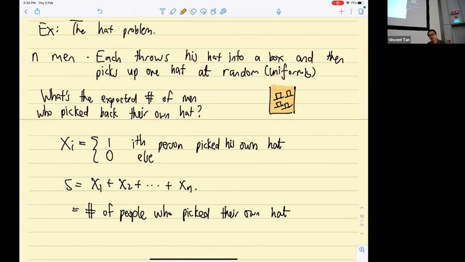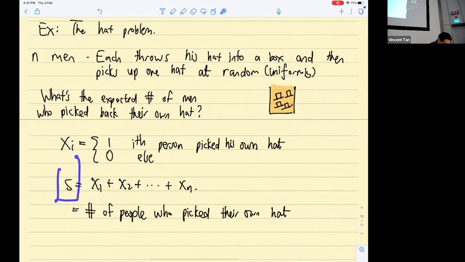Now, each one of us is going to put our hand into the box and pick out one hat. So what can happen? Well, I may pick my own hat, or I may pick Liao Xue's hat, or I may pick Oliver's hat. If I pick my own hat, then X Vincent is 1. If I don't pick my own hat, X Vincent is 0. Oliver also picks some hat from the box. If he picks his own hat, he gets 1, otherwise 0.